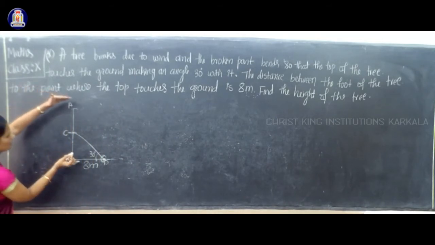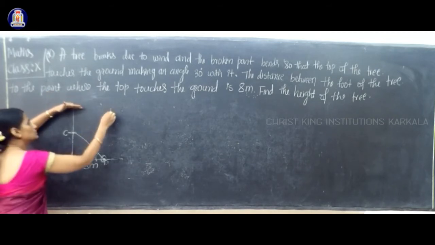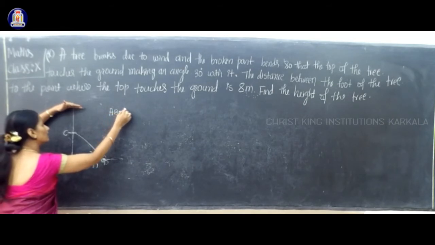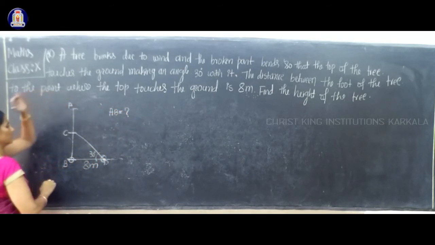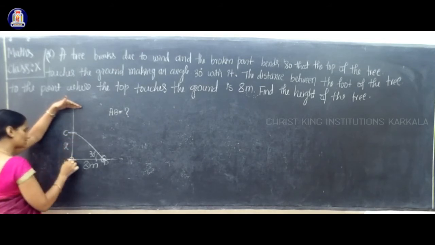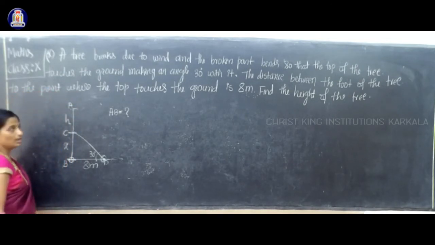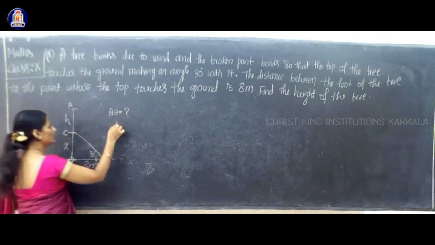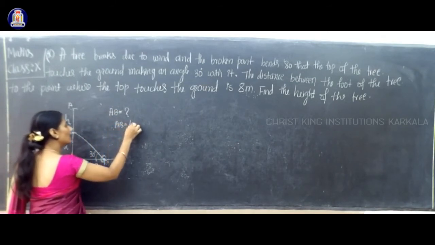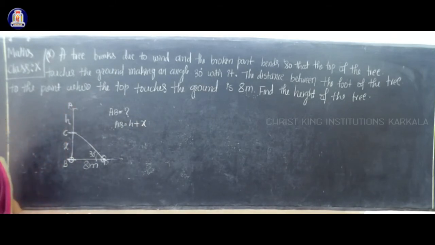Find the height of the tree means you have to find your total height. What is your AB? Understood, no? So AB is question mark. Now AB is split into how many parts? 2 parts. So I will take BC as X, and this I will take as H. So what is our AB? AB is H plus X. Correct, no?